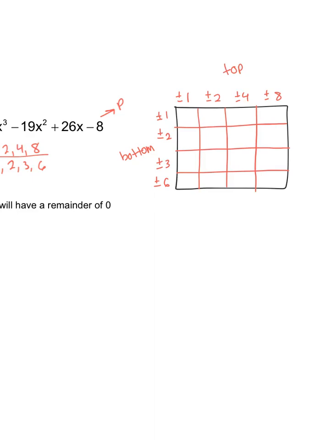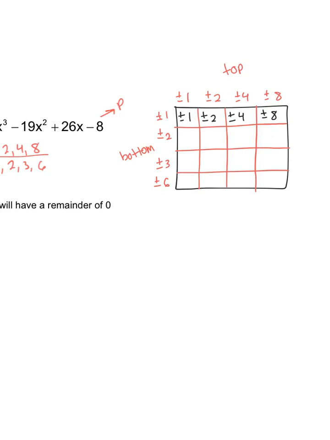Then I'm going to do the division. So I'm going to start with the first row and the first column. So 1 divided by 1 is 1. 2 over 1 is 2. 4 over 1 is 4. 8 over 1 is 8. Sorry, I don't know why I keep saying 1. Okay.